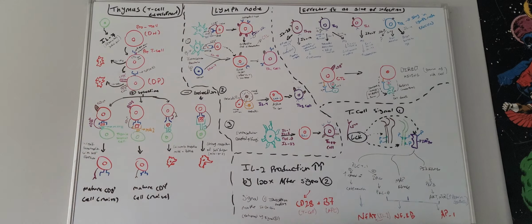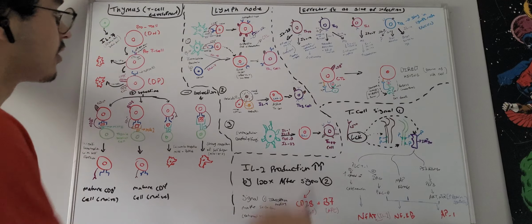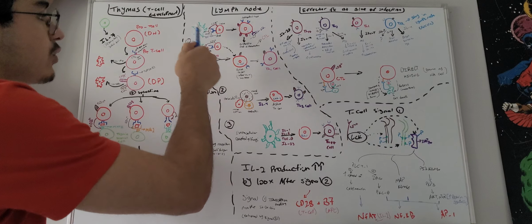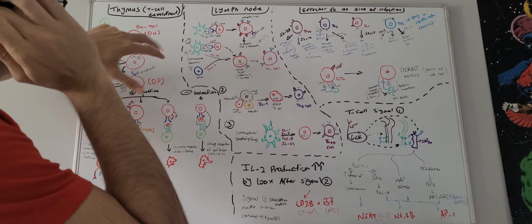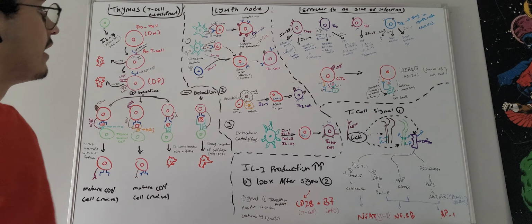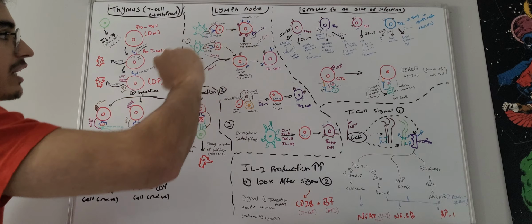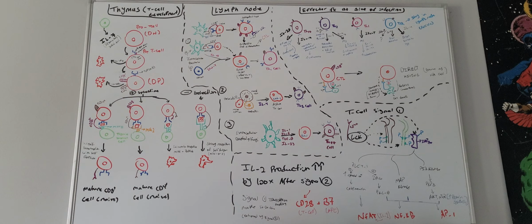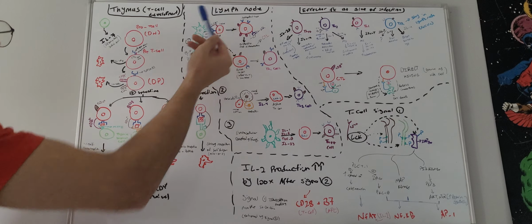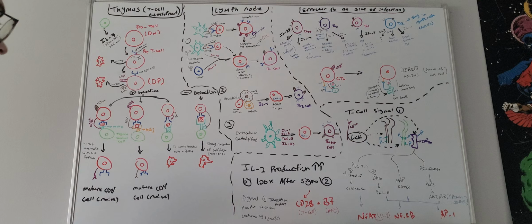So now let's go to the lymph node, which is a secondary lymphoid tissue. Within the lymph node, we have something very cool happening. You see this dendritic cell? Let's say now it has an antigen, and it is presenting to this naive T cell. What is that? That's a naive CD8 positive T cell. So this guy came all the way from here.